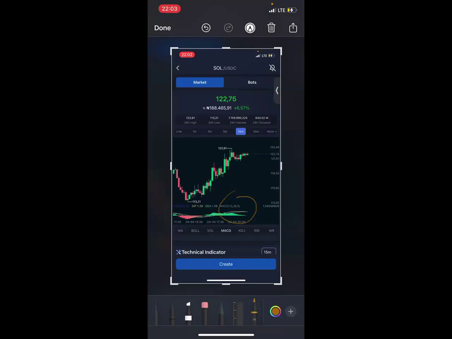So now we have three of them represented. We have the 12 days, the 26 days, and the 9 days. But the higher the days, the slower the averages move on our chart. Depending on the time frame, we are on the 15 minutes time frame, and here we have the 12 days exponential moving average, the 26 EMA, and the 9 days exponential moving average.